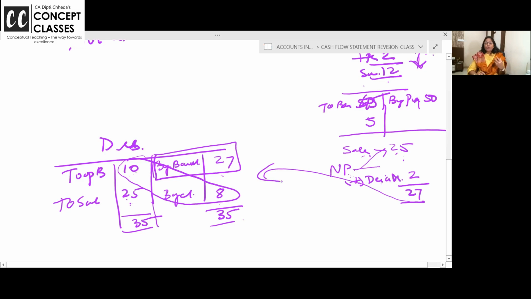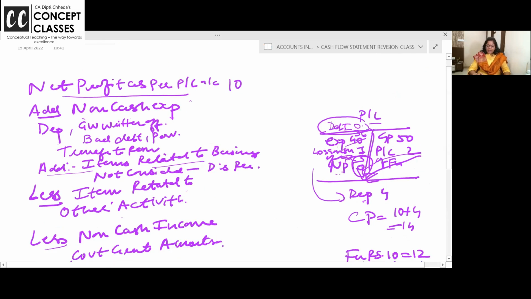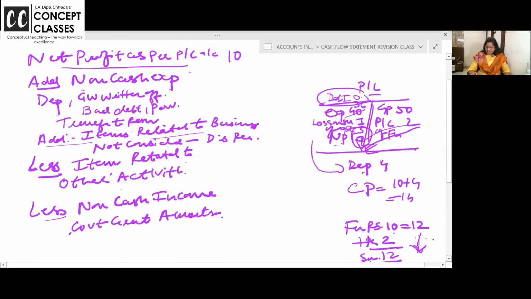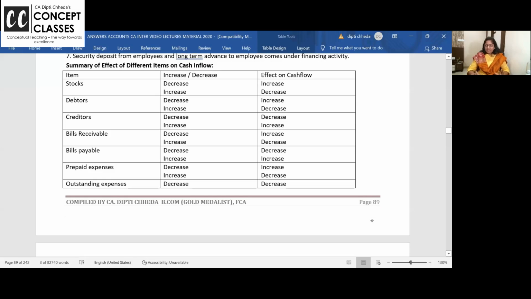Same we can apply to all the working capital items. Working capital items means all the current assets and current liabilities. Clear or not? So now net profit as per P&L account, ये तो हमने लिखा है. तो working capital changes कैसे याद रखो? Nothing to mug up, dear students.